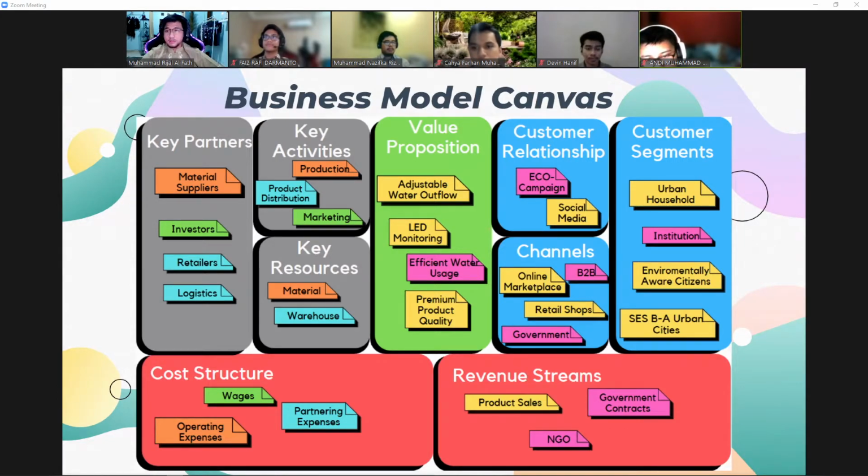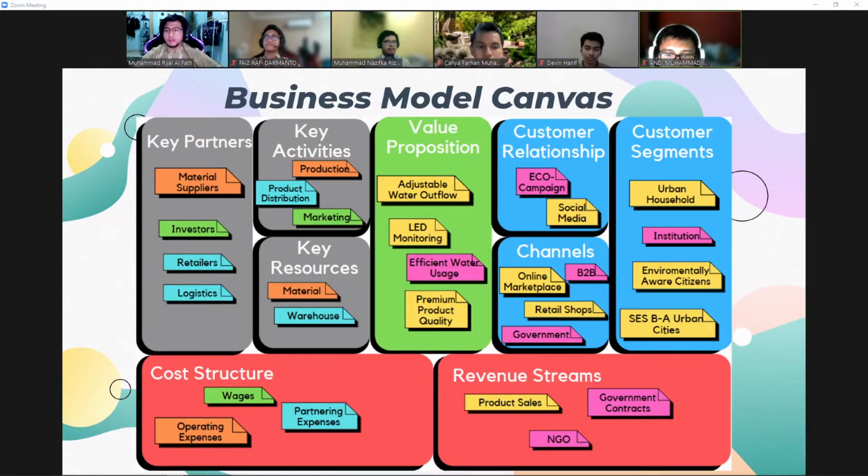The key resources are the materials, which are crucial in the business process, as specific materials are needed. The warehouse, which is the bridge between the company's production and the customer and retail store. Having a strategic warehouse helps to make the whole supply process more efficient.